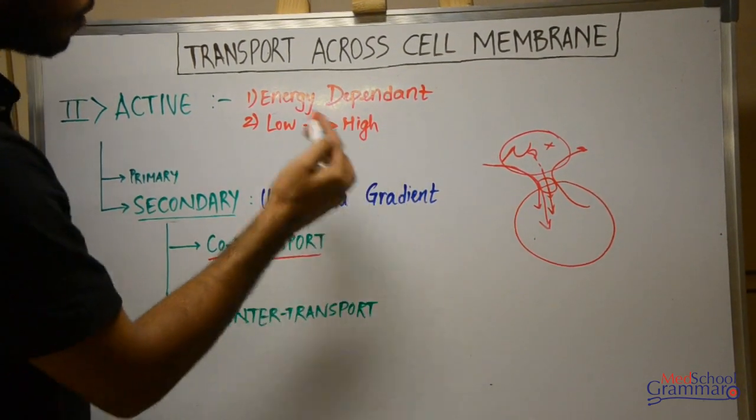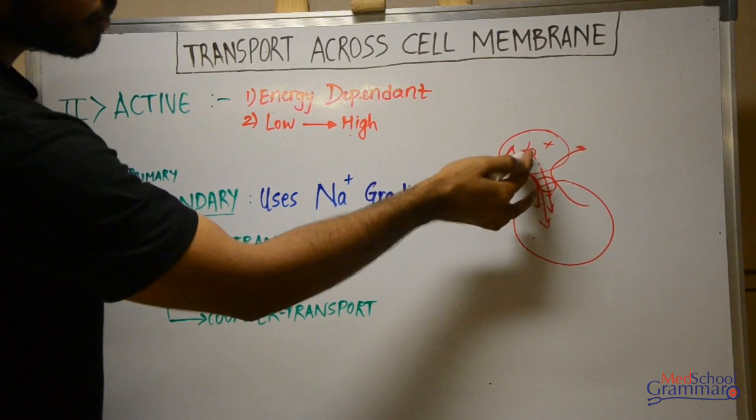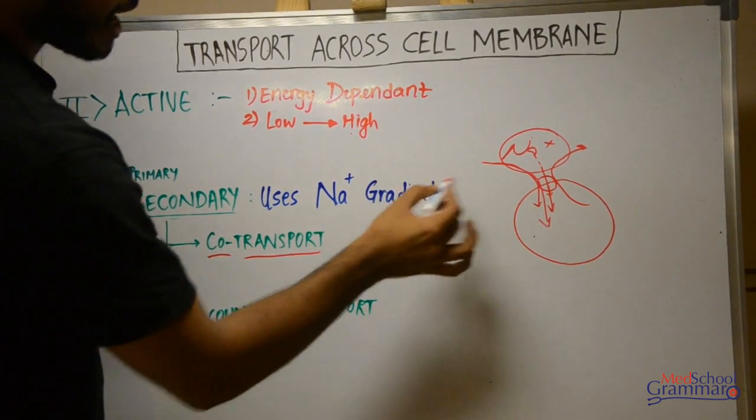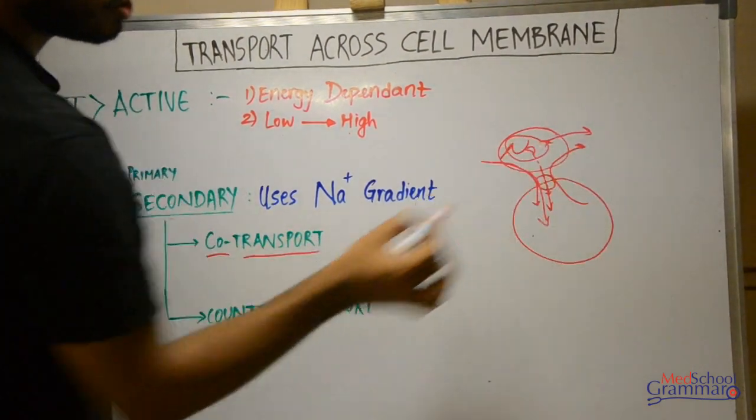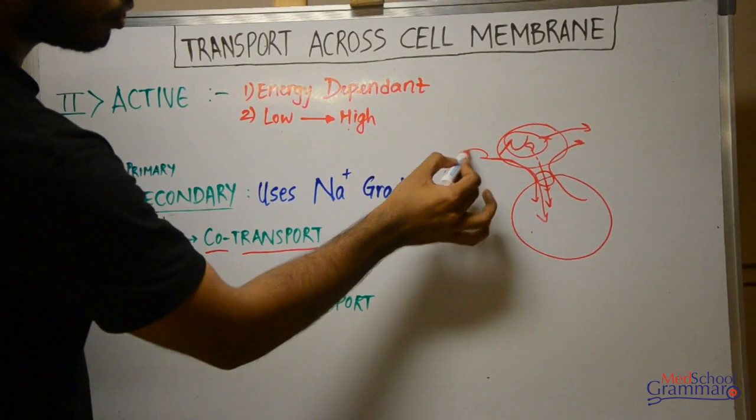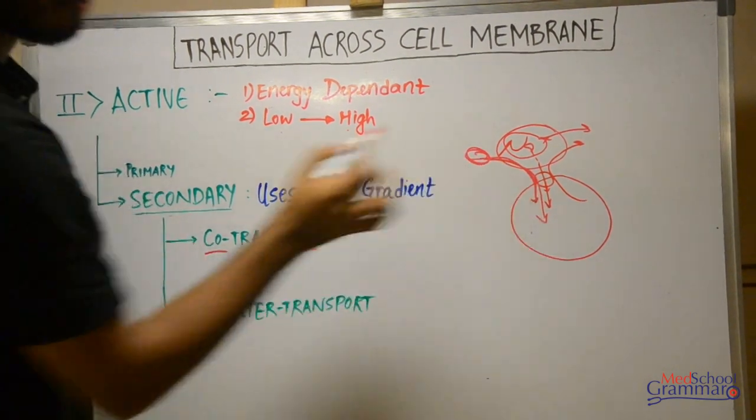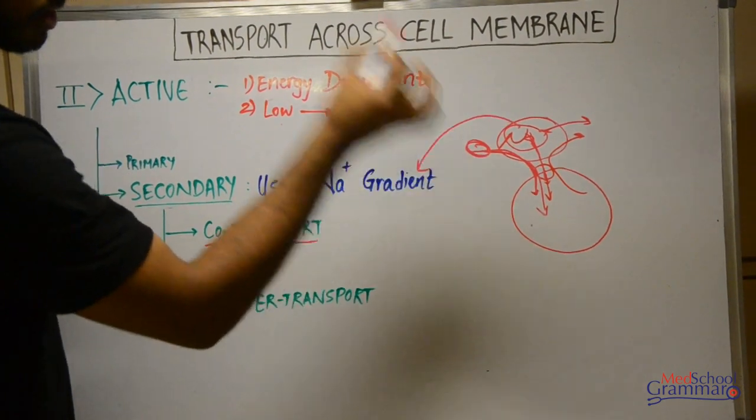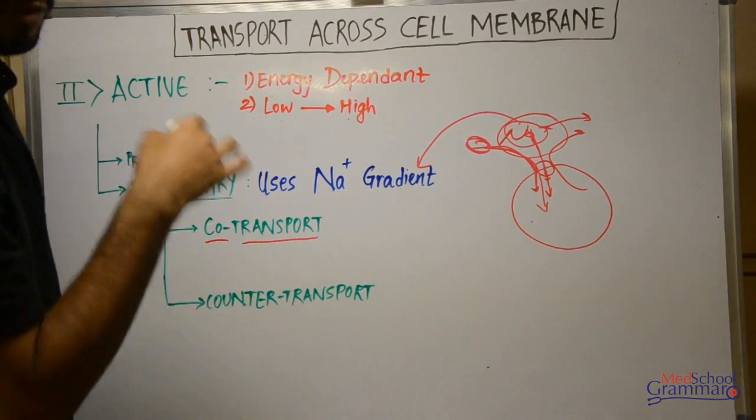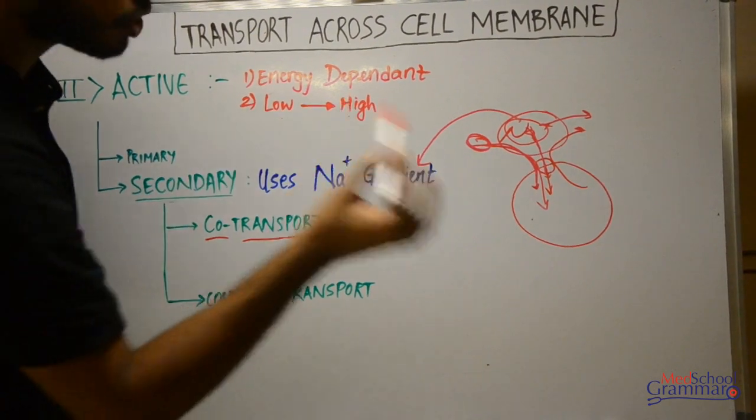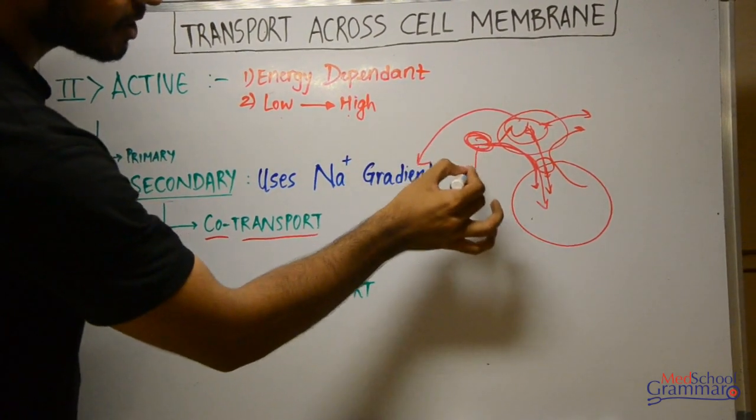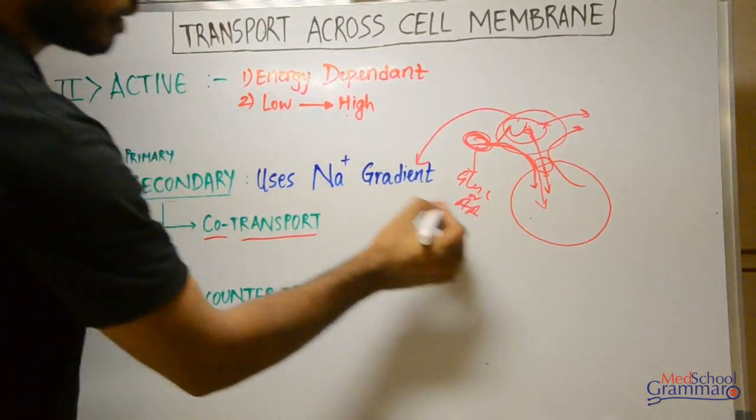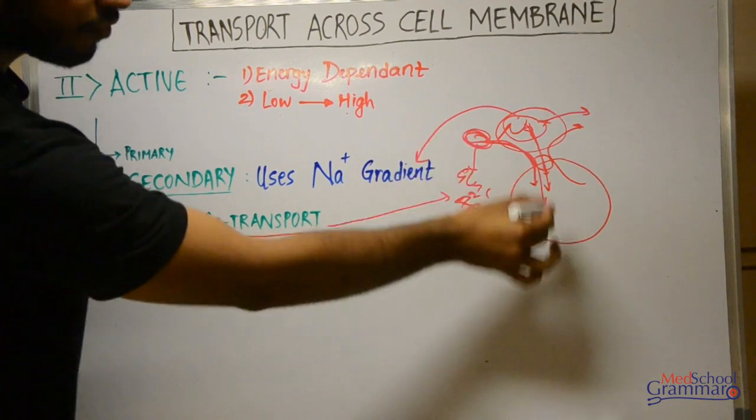But you may ask about secondary active transport: active means movement from low to high, and sodium is moving from high to low. So how is this active? Now this is active not in relation to sodium. This is active in relation to the substance which moves along with sodium. Remember, sodium movement, the sodium gradient, is just the source of energy. The substance that is transported actively is this substance, which may be glucose or amino acids in co-transport. They move together.